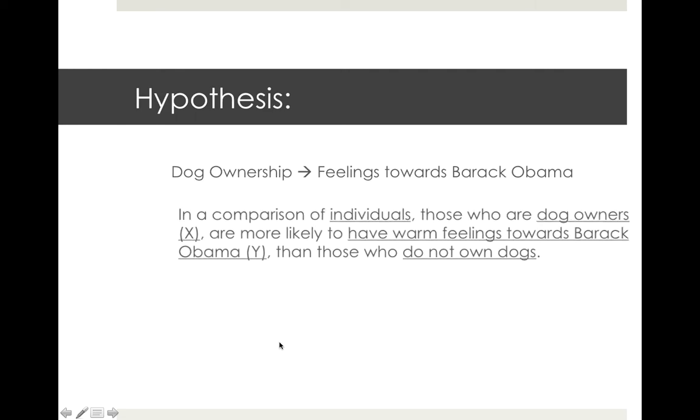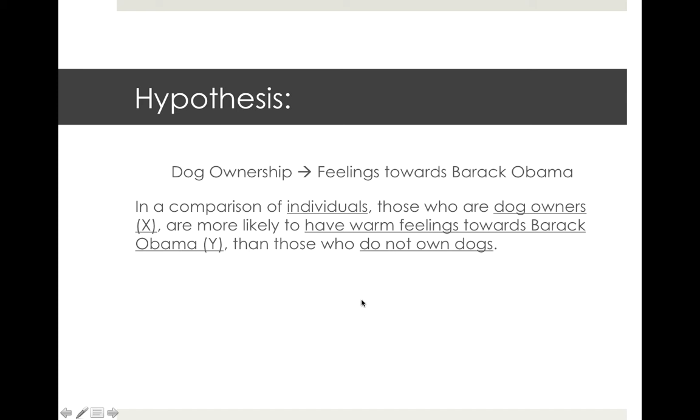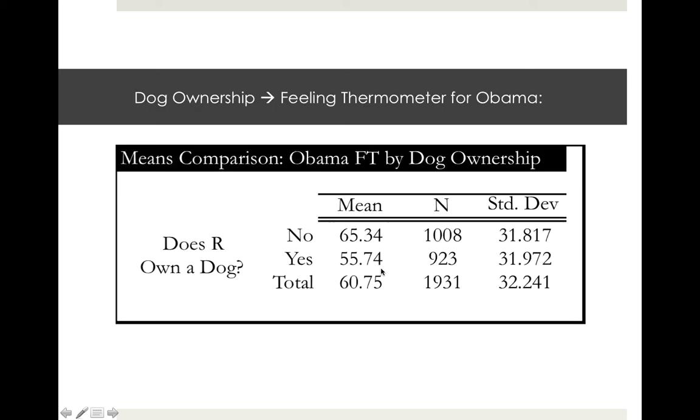So again, our hypothesis here is that in a comparison of individuals, those who are dog owners are more likely to have warm feelings towards Barack Obama than those who don't own dogs. Of course, the opposite is true, or at least appears to be, and we're going to find out just how true. So you'll recall this from the last unit. This was our means comparison table, and what we discovered was that as you move X from no to yes, if you move X from 0 to 1, the value of y bar, our predicted value of y, changes by about 10 percentage points, 9.5 percentage points, something like that. So it appears that X has an effect on y of about 9.5 percentage points.